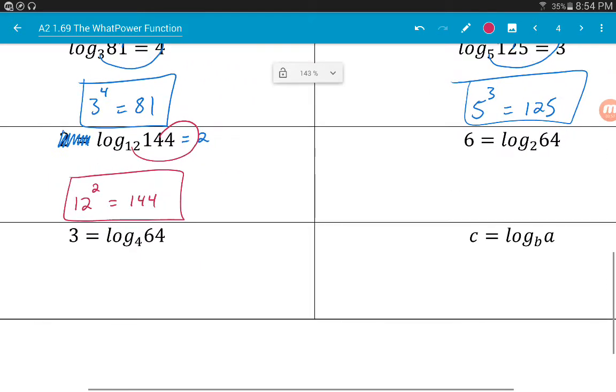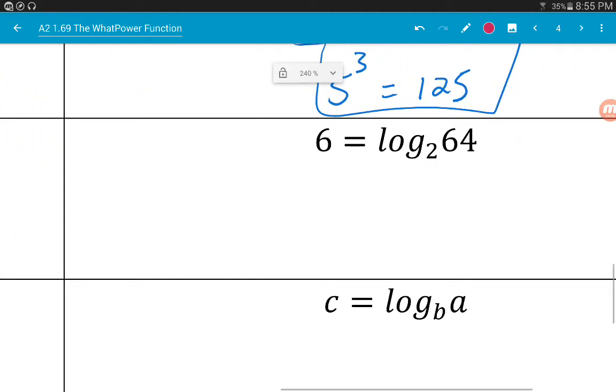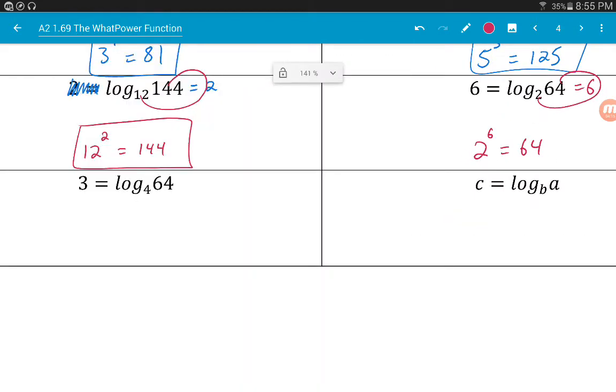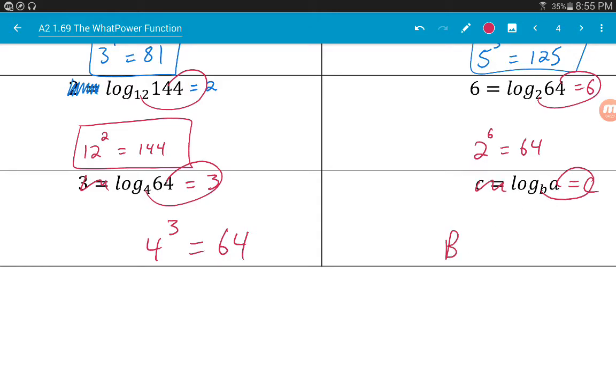There's a couple more. I'll leave those, and I encourage you to try them yourself. So pause right now and try these 3. If you're still watching, I've assumed that you've unpaused and you already have the answers, in which case, here's how it goes. Equals 6, 2 to the 6th equals 64. Move over the equals 3. 4 to the 3rd equals 64. Move over the equals C. And B to the C equals A.